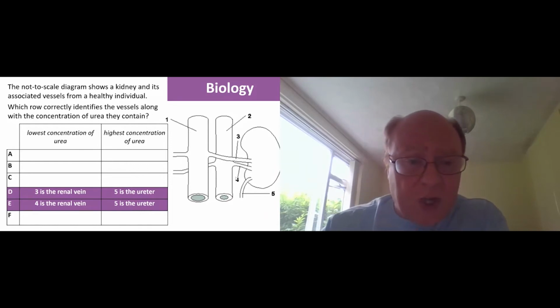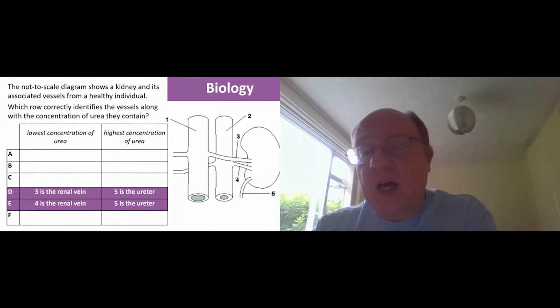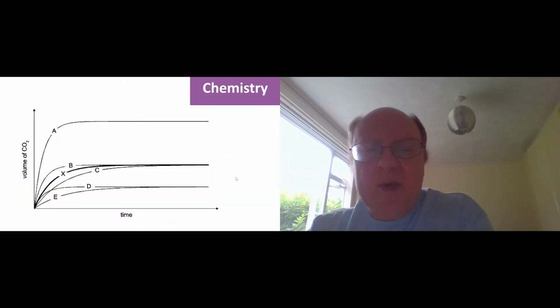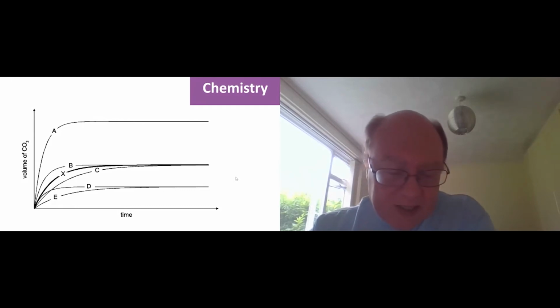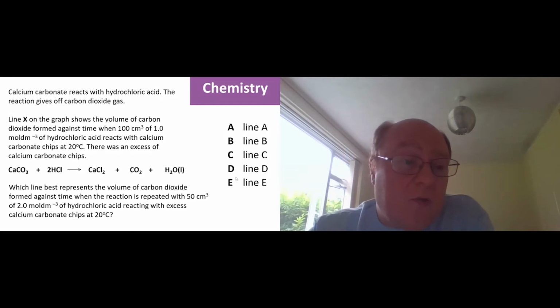So hopefully that's shown you how, with a little bit of knowledge about what the kidney is and what its function is, and about veins and arteries, we can quickly remove options and identify the correct answer, which in this case was D. Just having a look at a chemistry question. So you can see here a graph showing the production of carbon dioxide against time from an experiment. So X is the actual experiment that's done. In the question itself, it quite helpfully gives you the equation for the reaction.